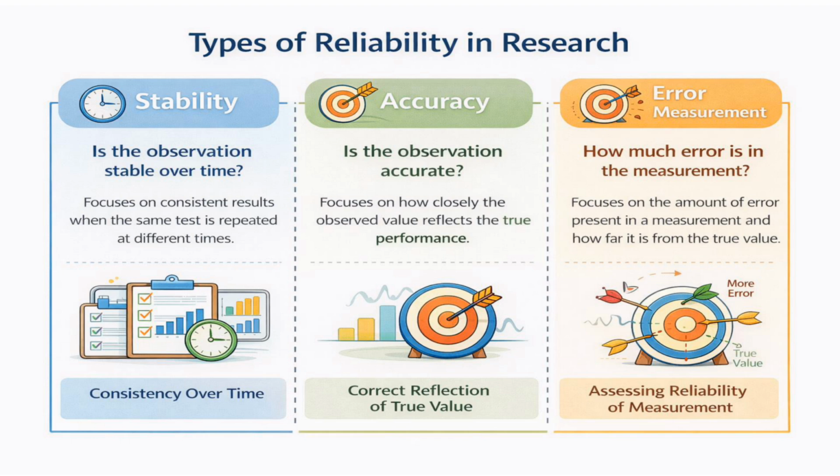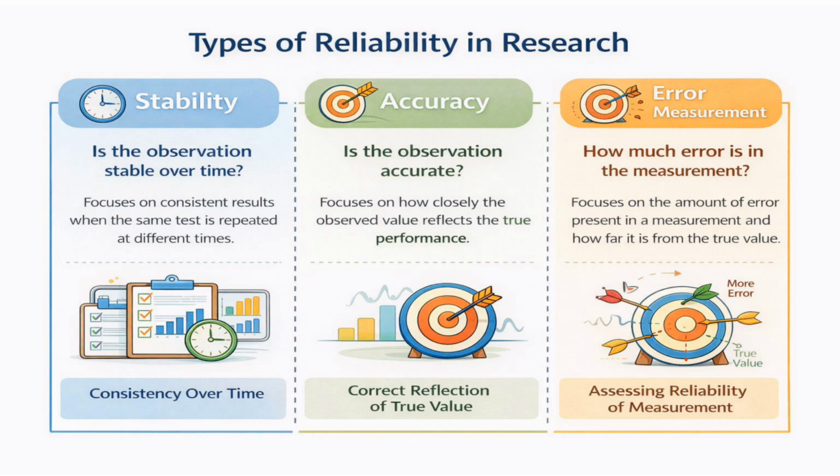Imagine you are shooting arrows at a target. If all arrows hit the center, the shots are accurate. If all arrows hit the same wrong spot, they are consistent but not accurate. In research terms, a measure can be stable but still inaccurate if it consistently measures the wrong thing. Suppose a questionnaire is intended to measure job satisfaction, but most questions actually measure salary satisfaction only. The scale may give consistent results, but it does not accurately reflect the true construct of job satisfaction.